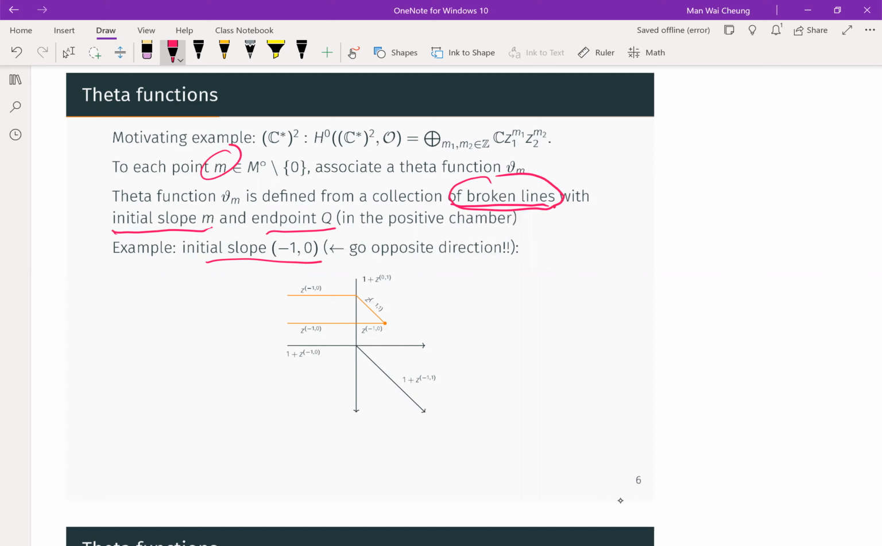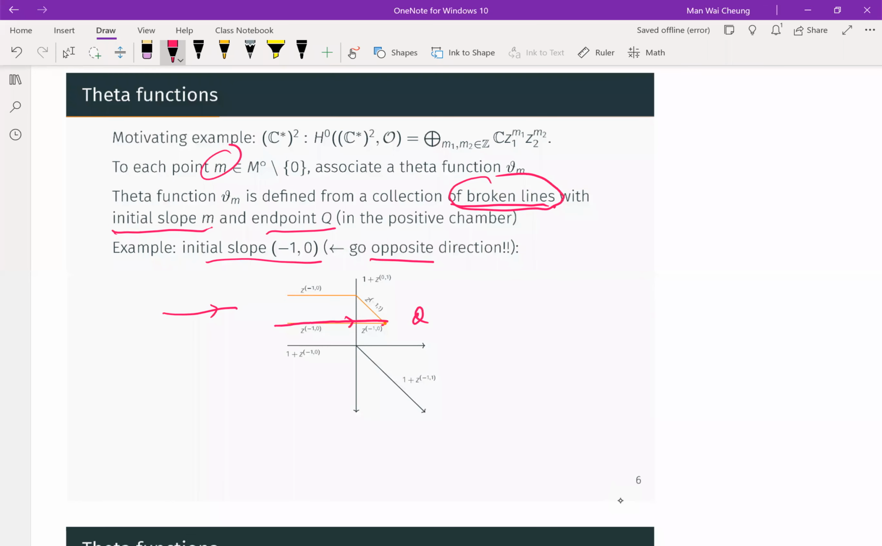Our initial slope is -1, 0. I emphasize that we go in the opposite direction, in the 1, 0 direction. So we fix our endpoint Q here, and that is my first open line.